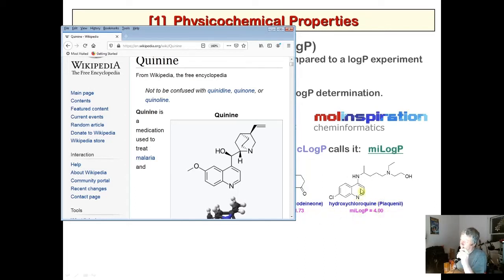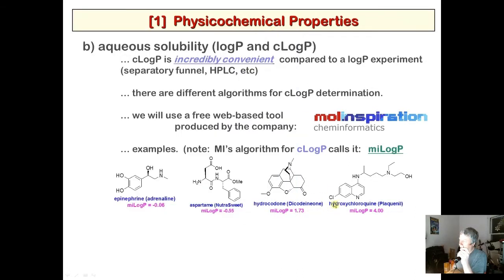The mechanism is something about interacting with heme metabolism inside the red blood cells. I'm not going to go into that. Maybe I'll do that later. We'll see if I have time. But anyway, that's hydroxychloroquine. And it's also got a nice mid-range C log P or Mi log P.